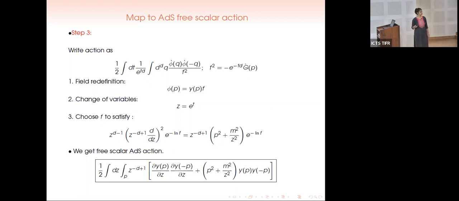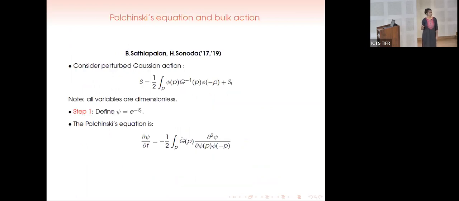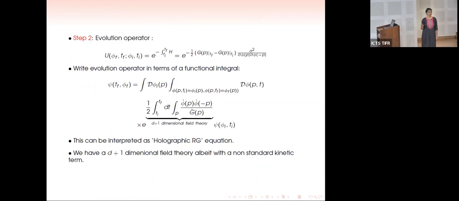Maybe if I can just ask for a clarification. You have some kind of an action for the Polchinski RG evolution, and you're asking how you can map it to the free scalar in AdS. Yes. And the statement is that we have a boundary theory here. Now from the evolution operator of that theory, we try to map it into AdS space. So the RG evolution you want to map to the radial evolution of the bulk scalar.